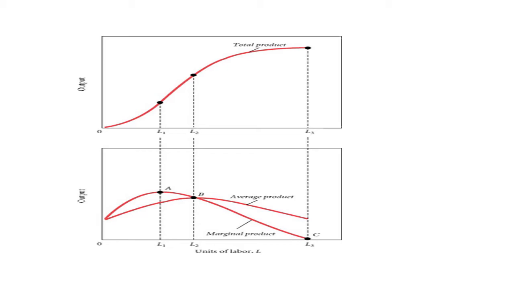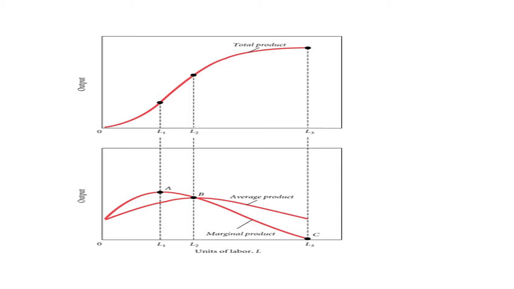The second curve is the average product curve. As you can see, it again rises up to some point, then it comes down. The last curve is what we call the marginal product curve, and this curve rises, it reaches maximum, then it falls until the minimum level, which is 0.